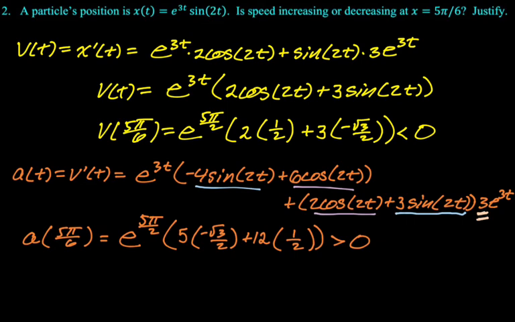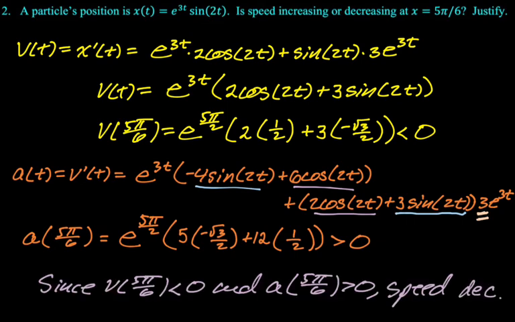And then velocity was negative, acceleration was positive. So since v of t is less than 0 and a of t is greater than 0, the speed is decreasing, which is all we needed to do. That's our justification. I mean, the whole thing is required, but I think of that as my justification. I don't really know. Maybe the work is the justification. I always do both when someone says and justify, so I'm not sure which one they're really looking for.